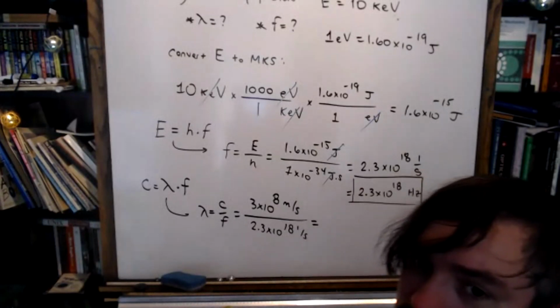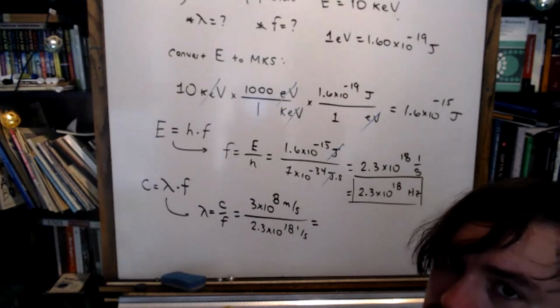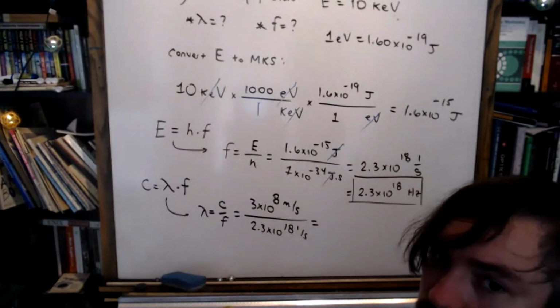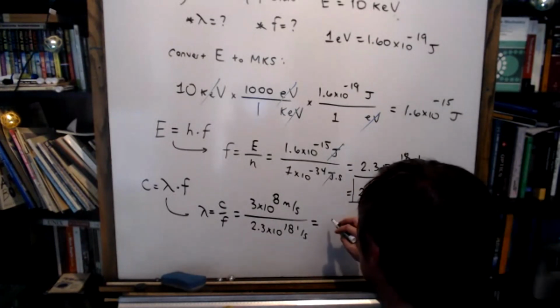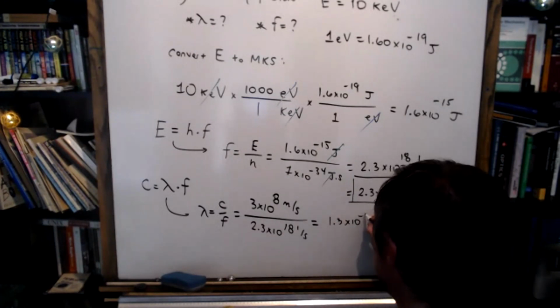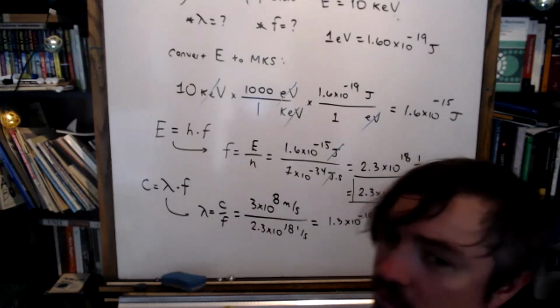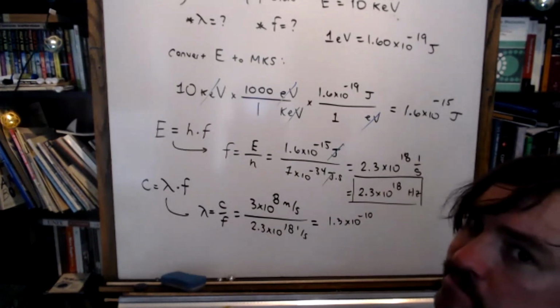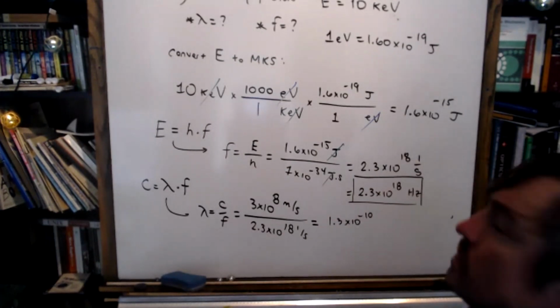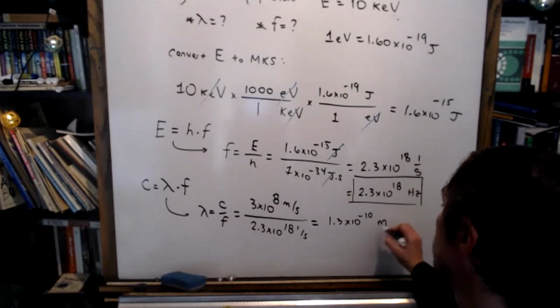1.3 times 10 to the negative 10th, using 2 sig figs. 1.3 times 10 to the negative 10th. What are my units? They would be meters. Yeah, meters.